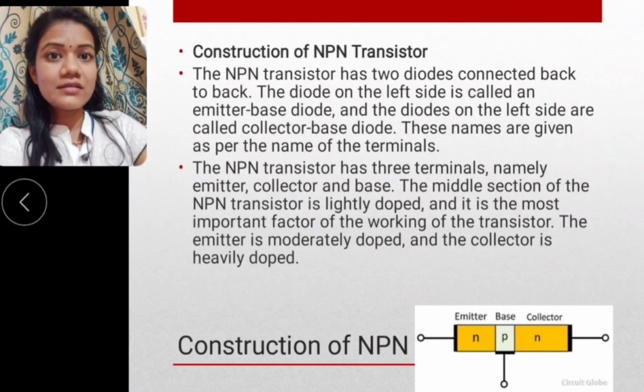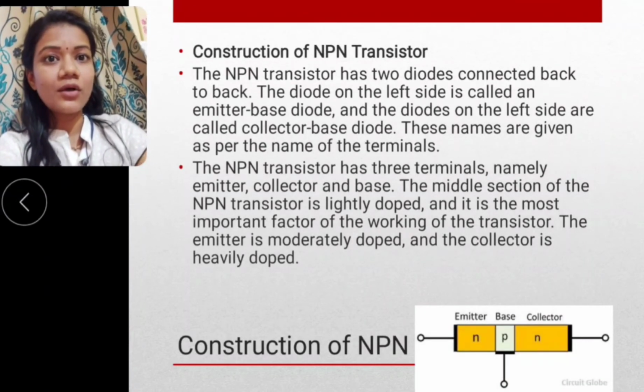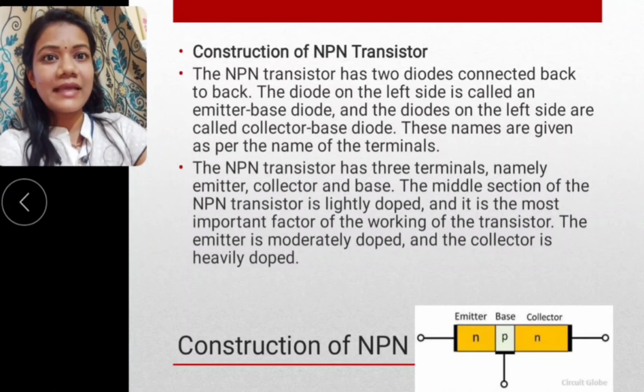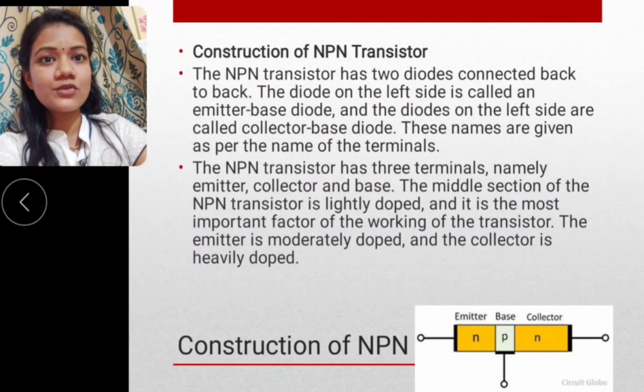Now what is the construction of an NPN transistor, or how will an NPN transistor be constructed? Like the same, the NPN transistor has two diodes connected back to back.